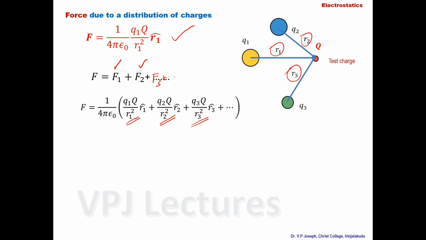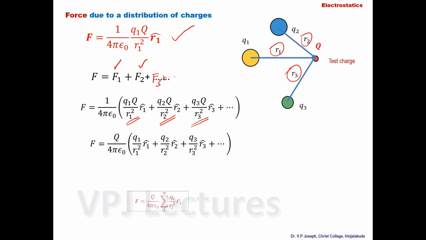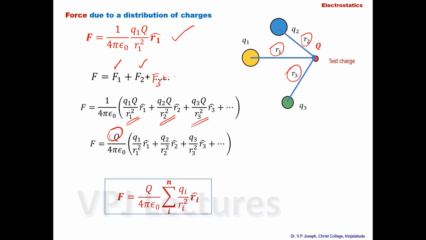So this gives the expression for the total Coulomb force acting on the test charge due to the distribution of charges. And since the capital Q is a constant term, this can be taken outside. So the expression changes to this form. And in terms of the summation form, this expression can be taken as F is equal to capital Q over 4 pi epsilon 0 into summation i equals 1 to n Qi divided by Ri square into Ri hash.